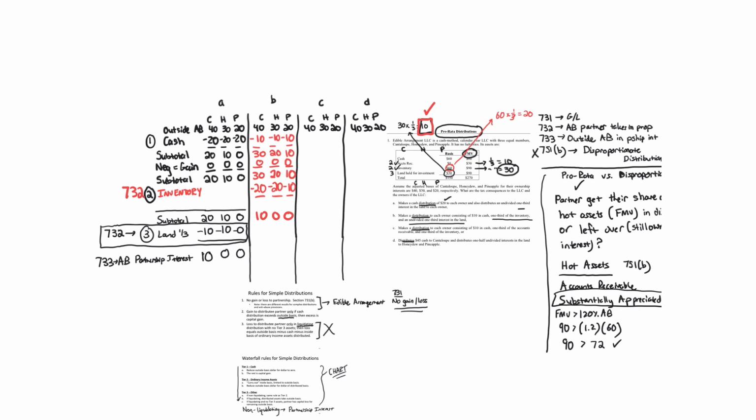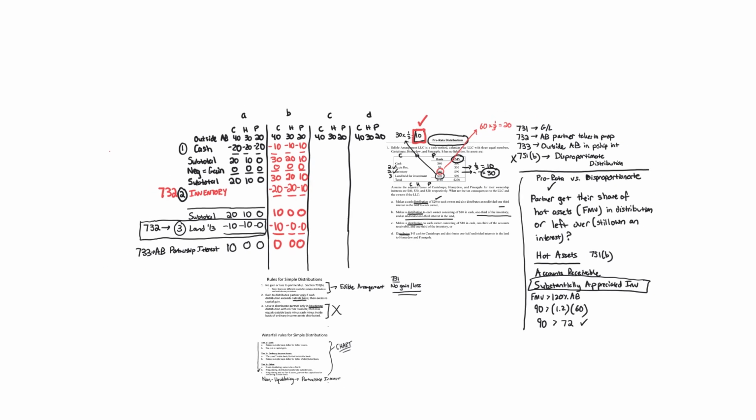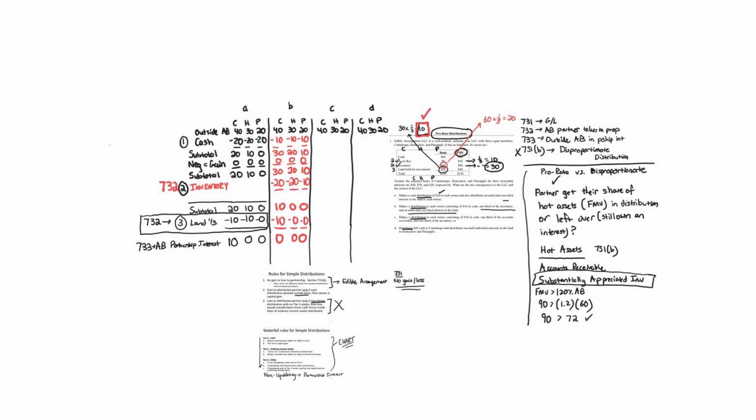Or the partner's outside basis. So the lesser of 10 and 10 is, of course, 10. The lesser of 0 and 10 is 0. The lesser of 0 and 10 is 0. And we are done. We got the basis for the land now in B, and we got the basis of the partnership interest. Now we go on to C.